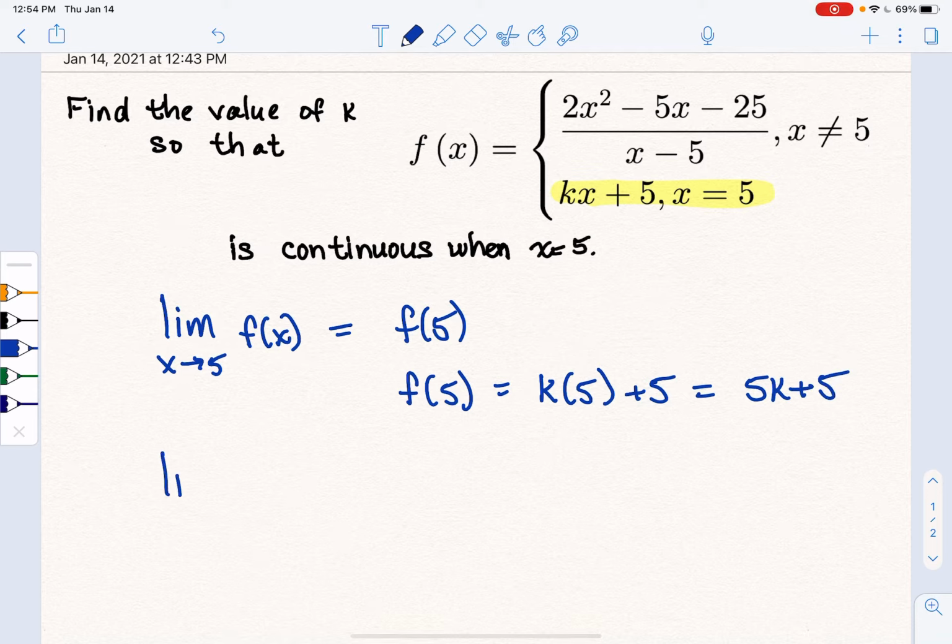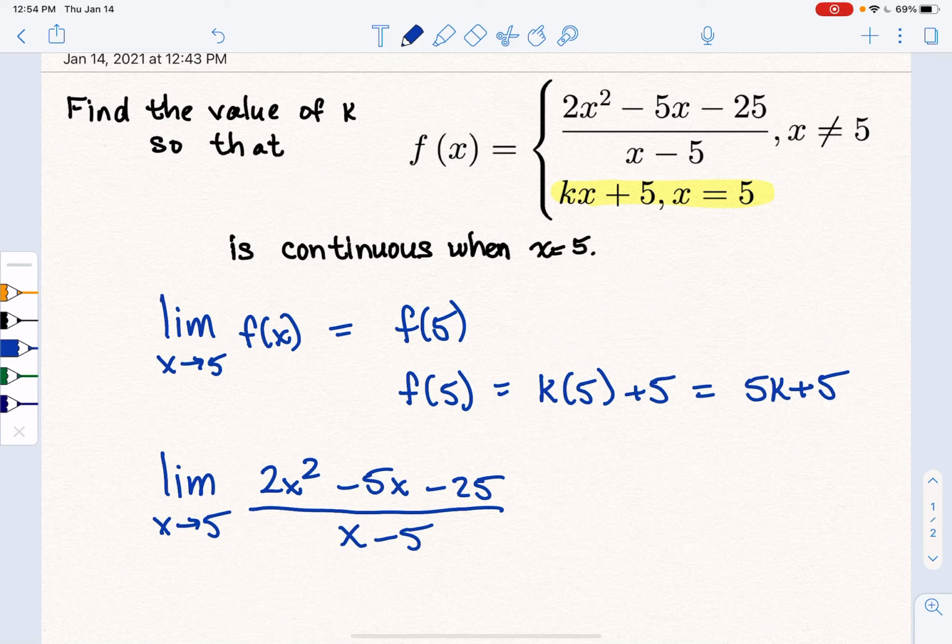Now, if I want the limit as x approaches 5 of the function, I'm taking into account that x is not equal to 5. That's what limit means. I'm approaching 5, I'm not equal to 5. So that means we have to contend with this expression right here. And as you might expect, the numerator should factor if this limit is going to exist. And sure enough, it does.